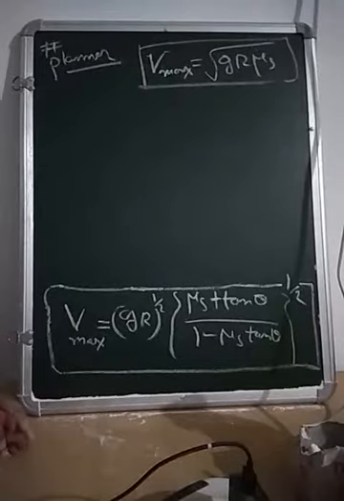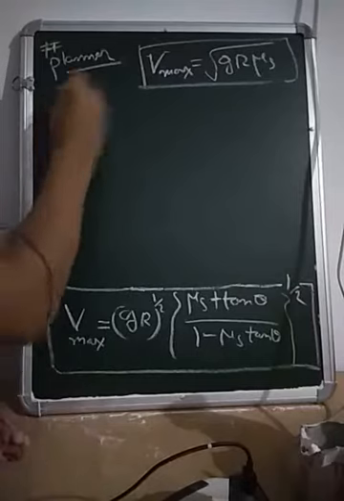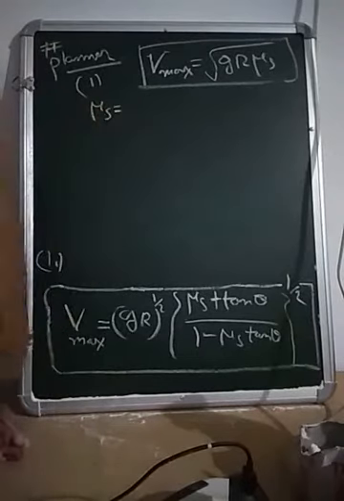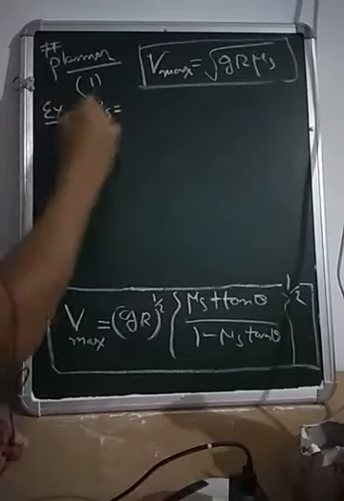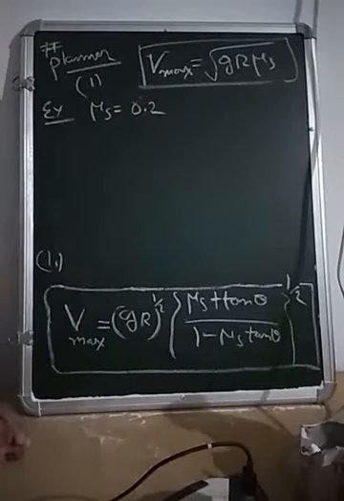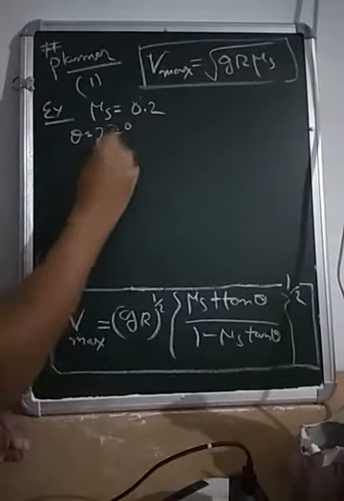Now I am taking an example. Suppose this is case 1, this is case 2. Suppose mu s for a road, I am taking an example for a surface, mu s is 0.2. Okay, and theta is how much? Theta is 27 degrees.